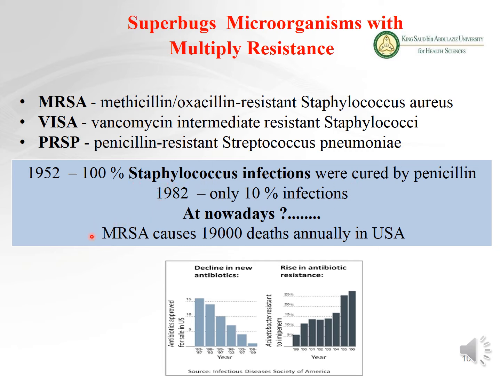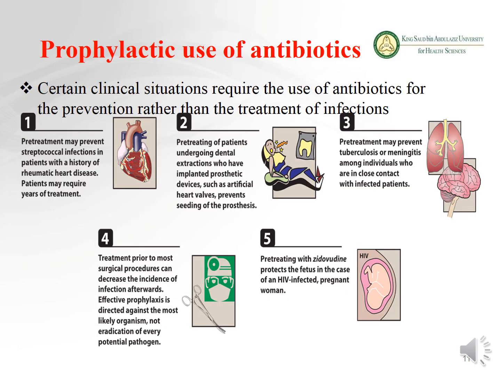Nowadays, MRSA causes 19,000 deaths annually in the USA. So this is the situation of bacterial resistance. And as you have seen in the previous slide, due to increased resistance to antibiotics, we should use antibiotics carefully and should not use them without any proper cause.